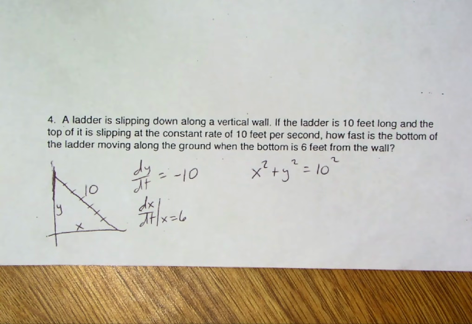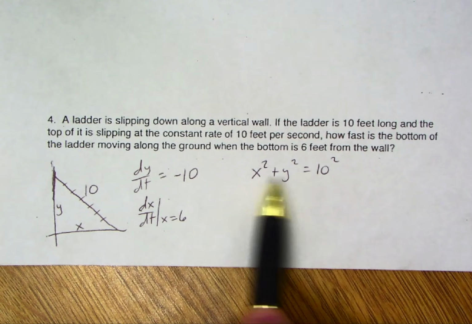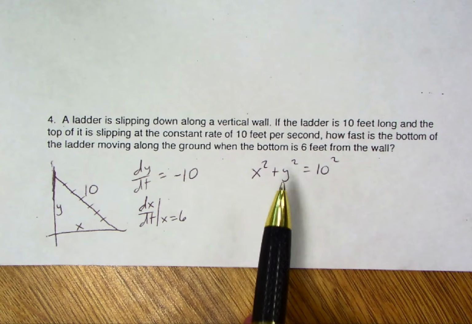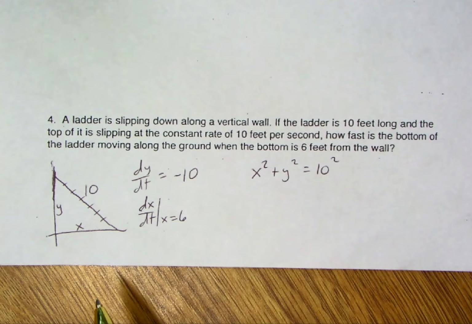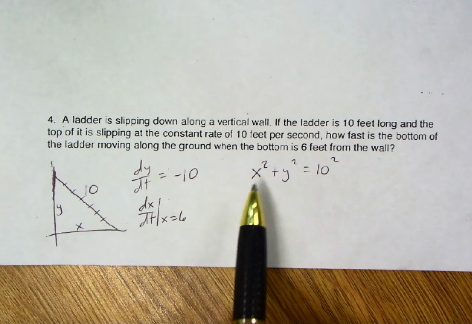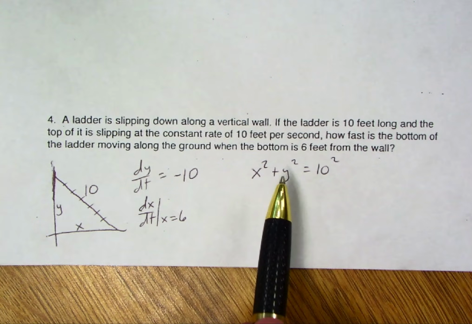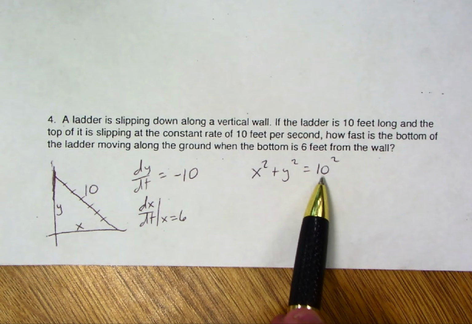It won't always just jump out right at you. So that's E. I am not going to plug any numbers in too soon. Do not plug numbers in until you differentiate. That is the biggest mistake students make. They'll plug in 6 for x right here. No. You can only plug numbers in if they are numbers that will never change, like 10 right here. The ladder will always be 10 feet long.